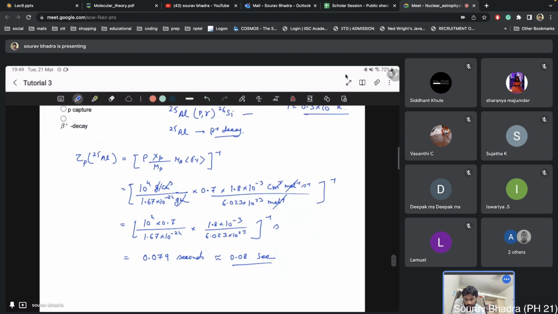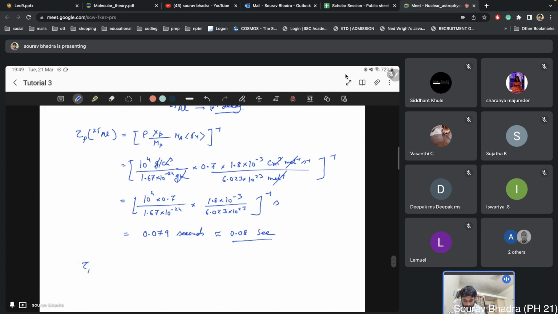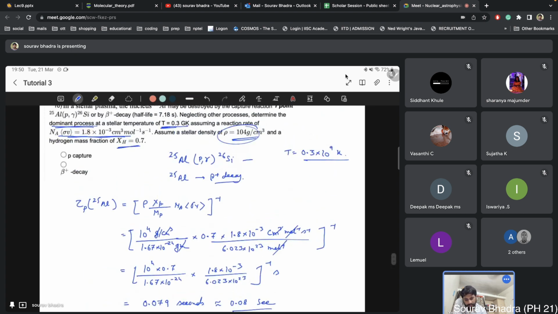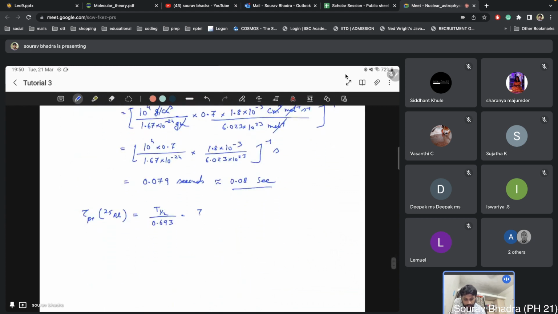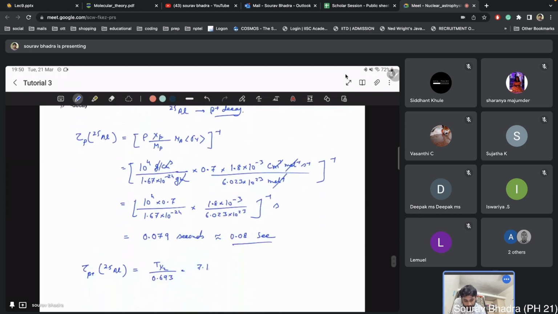And now the other channel, which was the beta decay. For the beta decay we will calculate the tau, and as it is going through that beta decay channel, it will be like the radiative decay. Beta decay is radiative decay, that's why T half. You know that half-life comes when we are considering a radiative decay process. So T half is given, 7.18 second, the half-life of beta decay. So this is 7.18 divided by 0.693. If you calculate it, it will be 10.4 second.